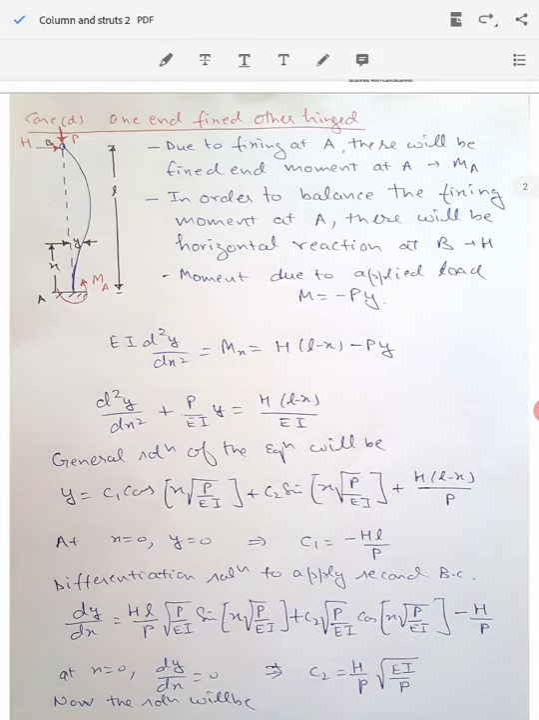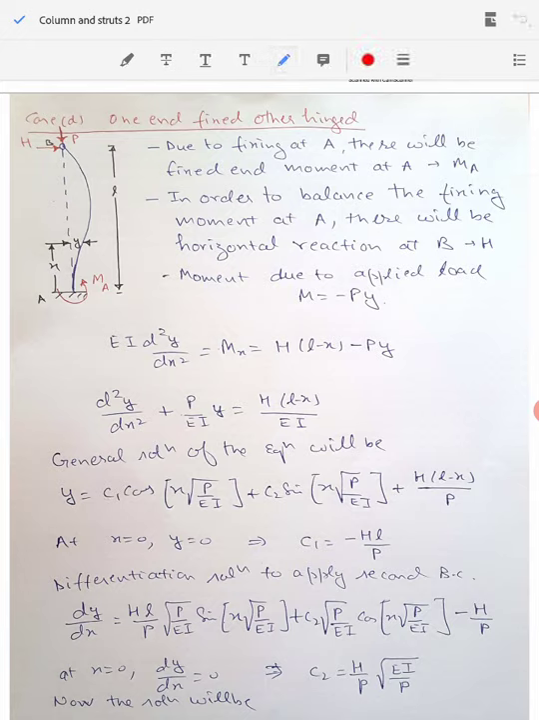Now is the time to solve this equation. Let's simplify it as we have done earlier. So we divide the whole equation by EI, and bring this term to the left hand side. So this is going to give me the term as appearing here. The general solution of this equation will be given as y equal to c1 cos x under root P by EI plus c2 sin x under root P by EI plus H into L minus x by P. So this is our general solution, and c1 and c2 are constants of integration as before, and we are going to determine them by using the boundary conditions.